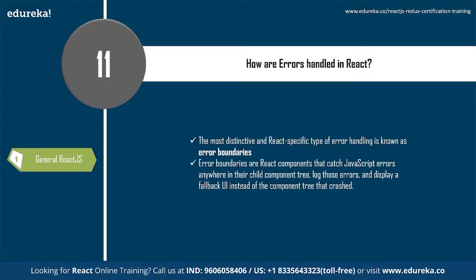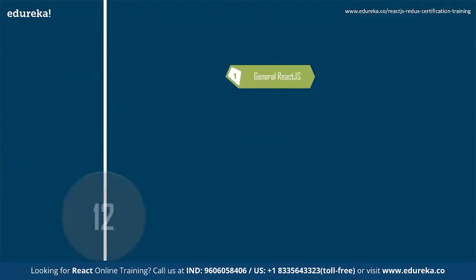So error boundaries are React components that catch JavaScript errors anywhere in their child component tree, log those errors, and display a fallback UI instead of the component tree that crashed. Error boundaries catch errors during rendering, in lifecycle methods, and in constructors of the whole tree below them. Now let's see the next question.